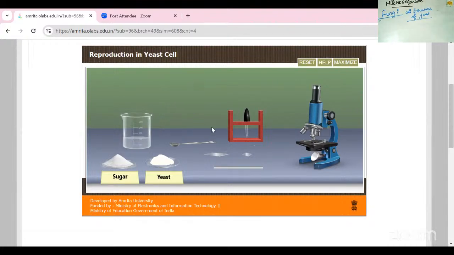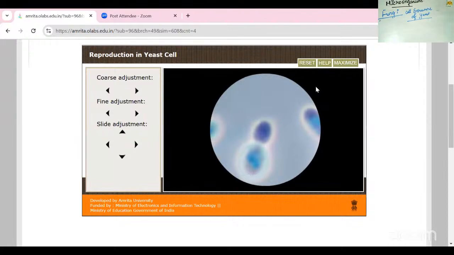Yes, after 1 hour, I'm going to take the water with the help of the dropper. Then I put it onto the slide. And next I'm going to cover the slide and then place it under the microscope. I'm going to see the structure of reproduction of yeast.